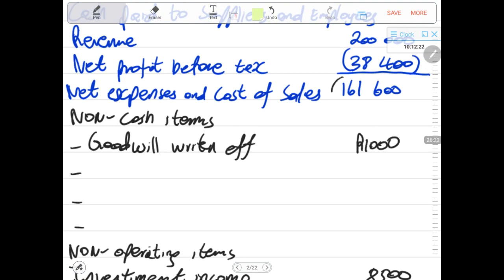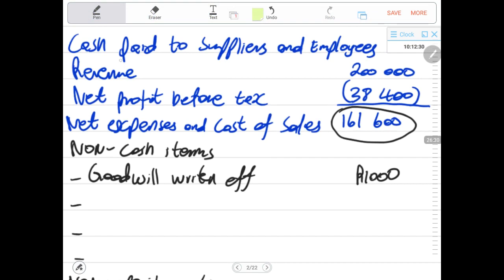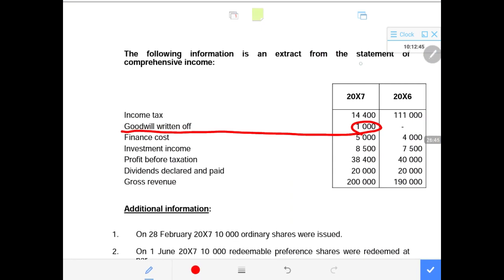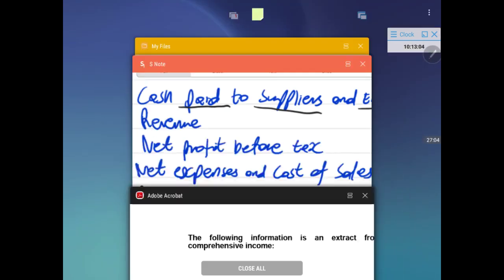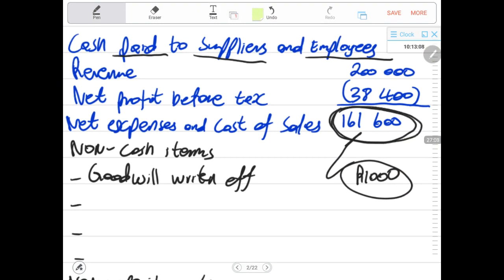Remember, this is the total of the expenses and the total of the cost of sales. Now, our main target is to calculate the cash that was paid to suppliers and employees. First of all, is goodwill included in the expenses? The answer is yes, the goodwill is inside there. Why am I saying that? Because this information was extracted from the income statement, meaning the statement of comprehensive income. And we know that goodwill is a non-cash item that must be recorded in the income statement and has been recorded already. So that means this 1,000 is included in the total of the expenses in the income statement, with a total of 161,600. So the goodwill is inside there.